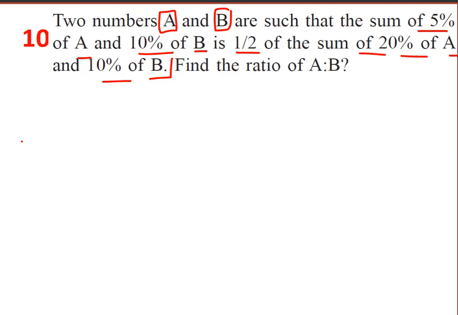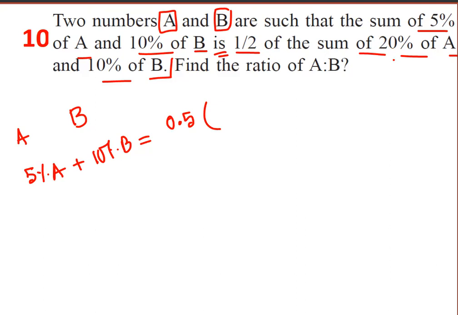There are two numbers, A and B, such that the sum of 5% of A, so you have 5% of A, and means addition, 10% of B, is equal to half of the sum, meaning 0.5 or half, whatever you are comfortable with, of 20% of A and 10% of B. Bas, the equation is ready. You will have to find A by B, then the sum is solved.